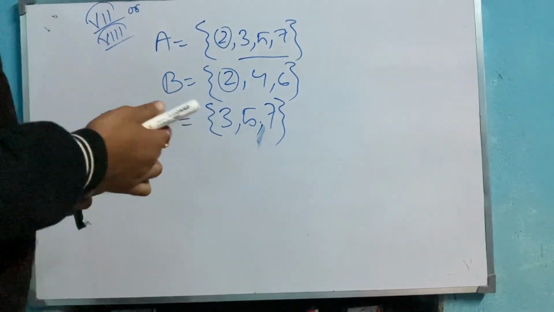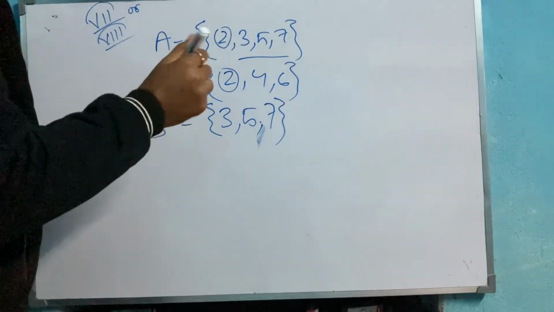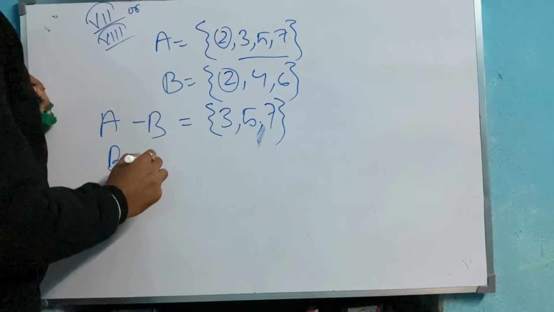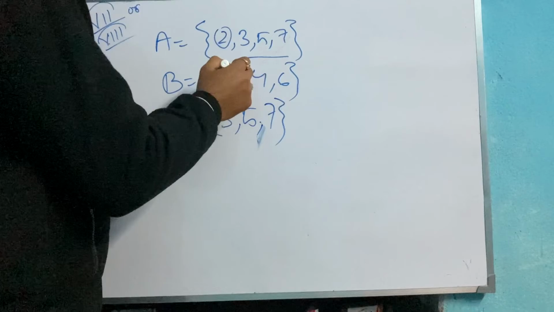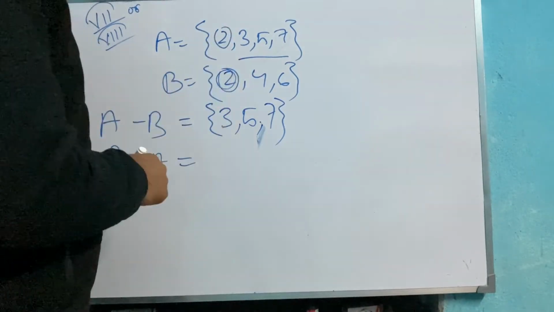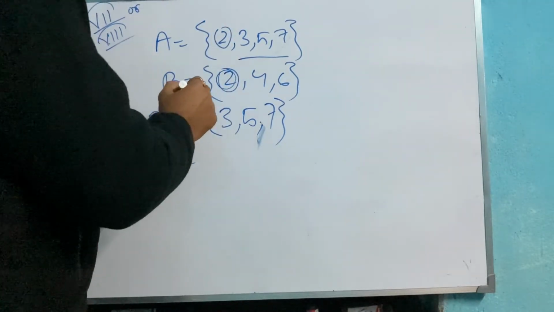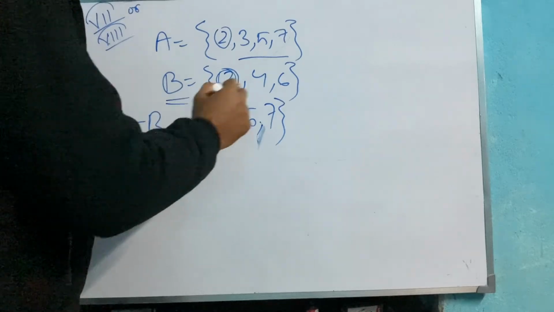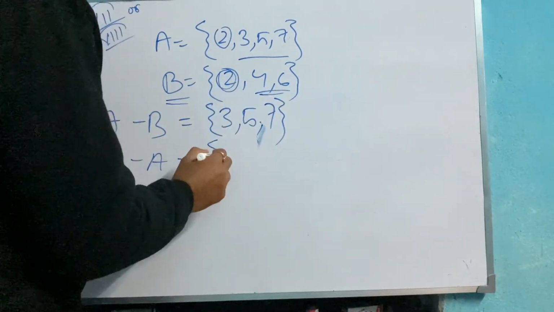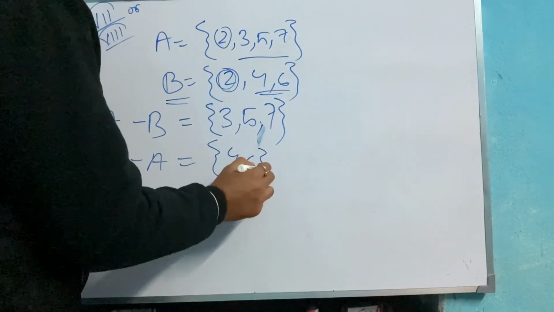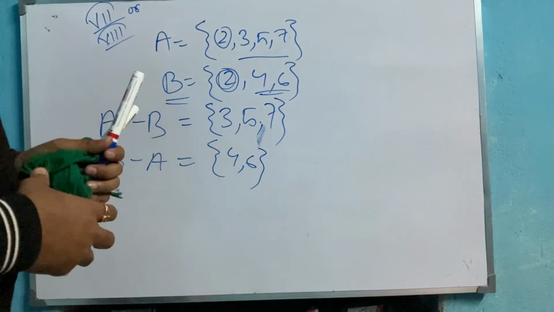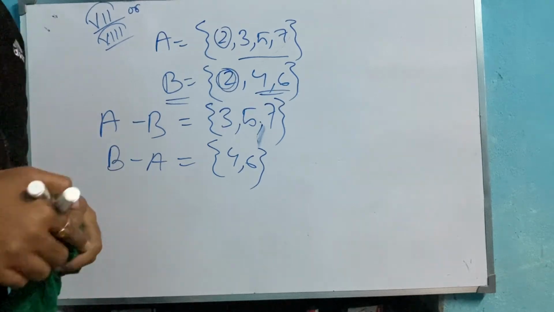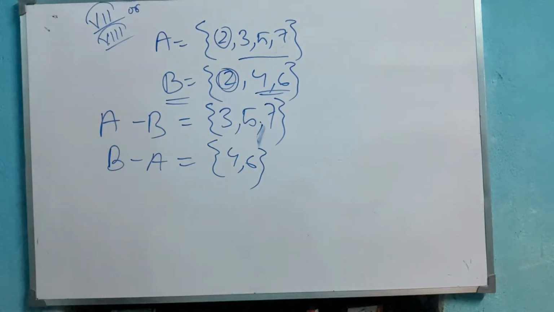Now if we take B minus A, the 2 is common in both, but B is on the top now, so the set will be only 4, 6. By this we can find the difference between the sets.